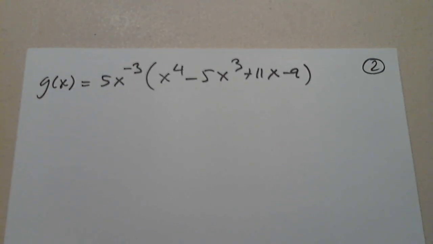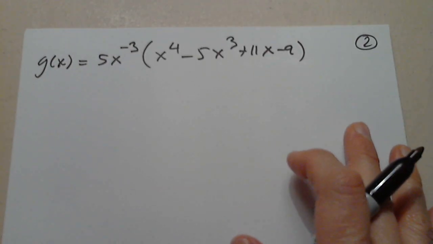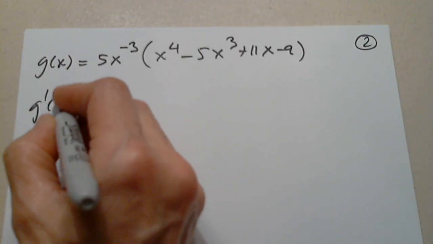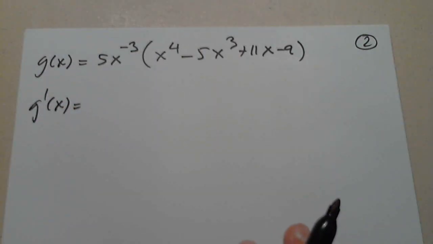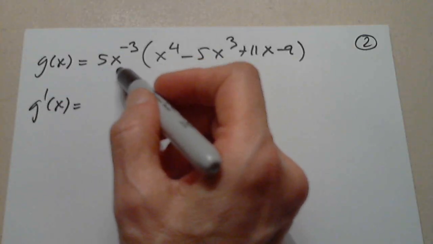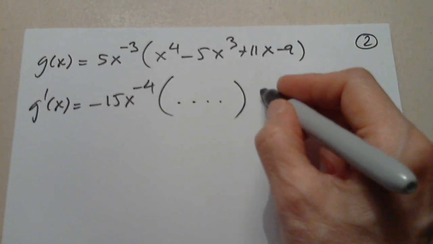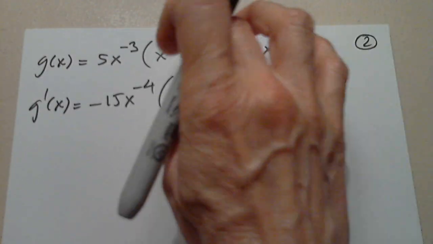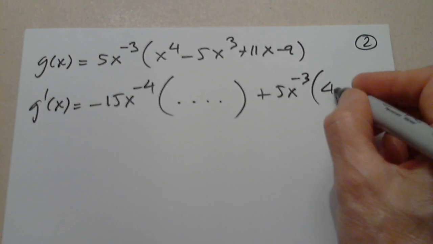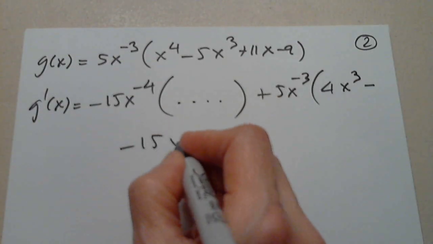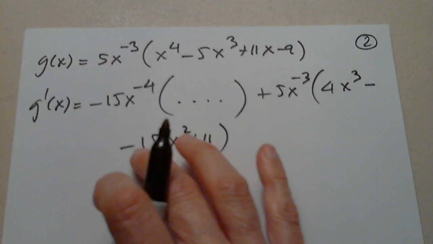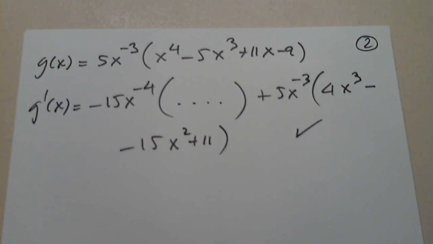If you just wrote it without simplifying, I would have, and I will look again and give you full credit for it. So all you have to do is differentiate the first function as negative 15x to negative 4, copy the second function, plus 5x to negative 3, and then differentiate the second function, which is 4x to the third minus 15x squared plus 11. If you just enter it like this, you would have gotten full credit. You don't have to simplify it. Again, I'm going to look again and see.